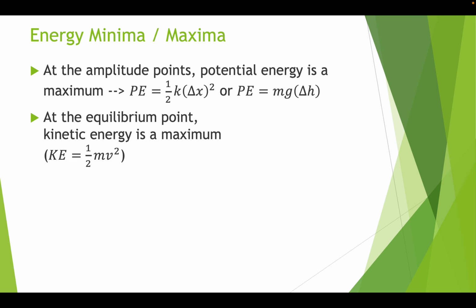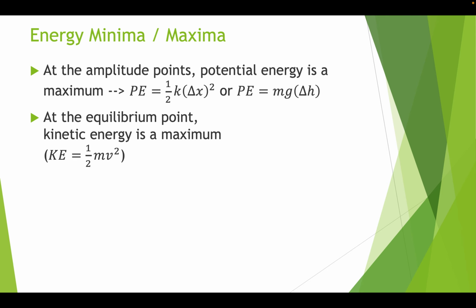So when do I have energy minimas and maximas? Those are going to be very important points and allow us to calculate, because when one energy is at a minimum, the other energy form is at a maximum, and the minimum is usually going to be 0. At the amplitude points, it's always useful to have a concept of a mass spring or a pendulum, or even both, running in your head when you're going over these.